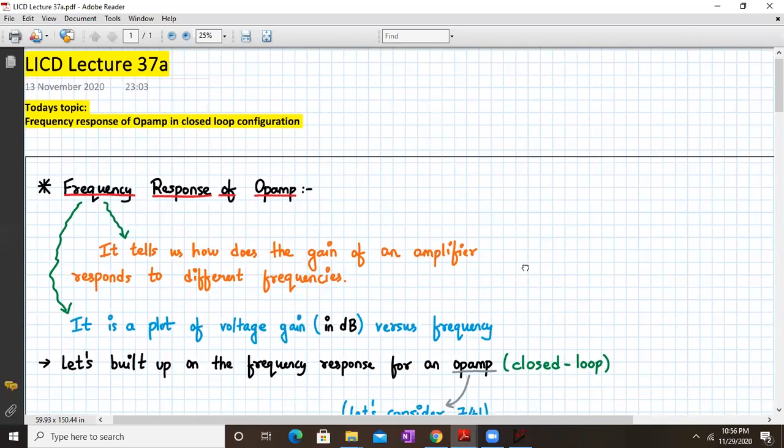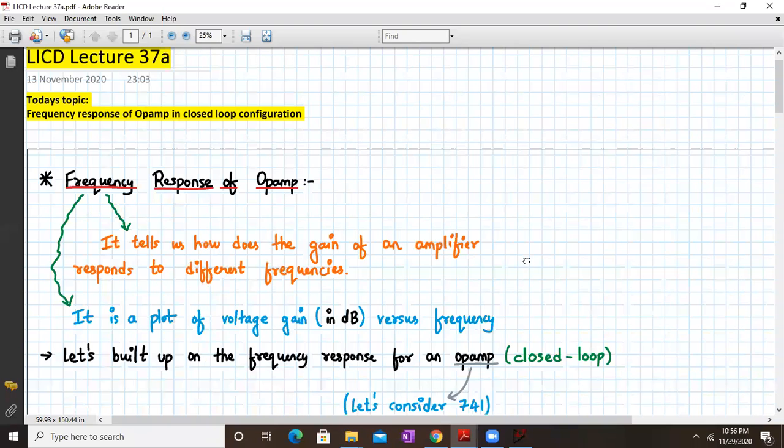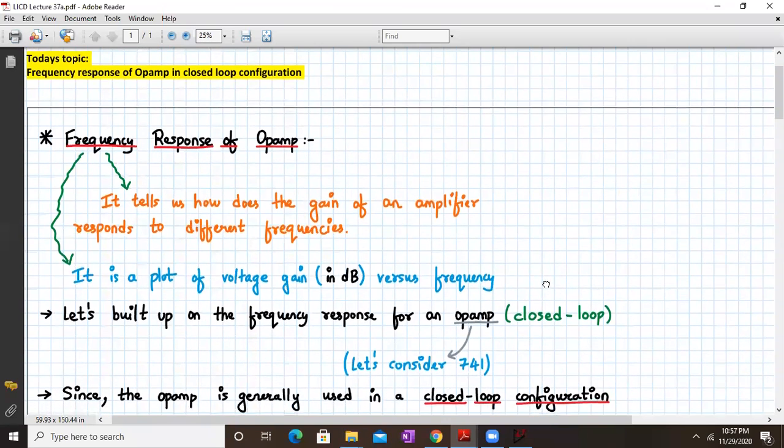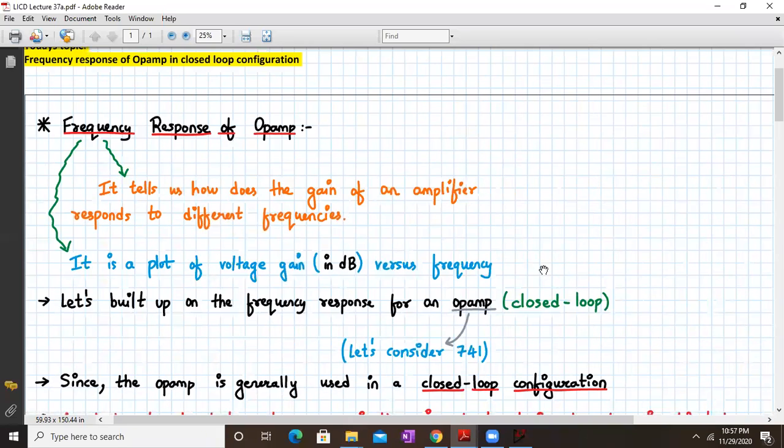Last lecture we have seen the frequency response of Opamp in open loop configuration. Now let's revise what is frequency response. So frequency response tells us how the gain of an amplifier responds to different frequencies. Basically, it's a plot of voltage gain in dB versus frequency.